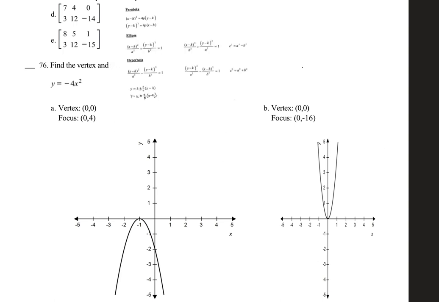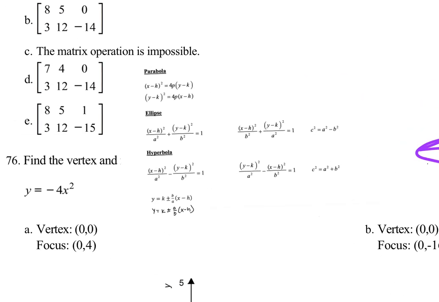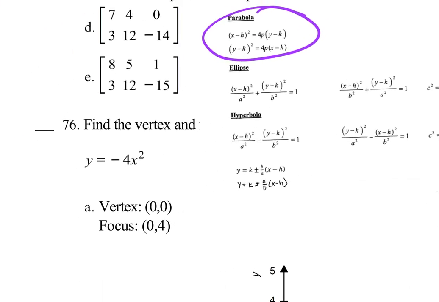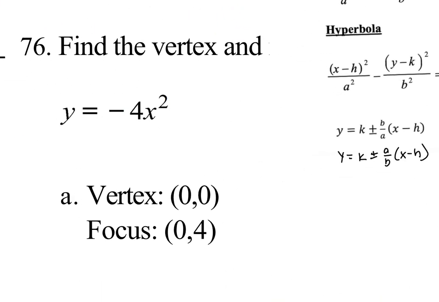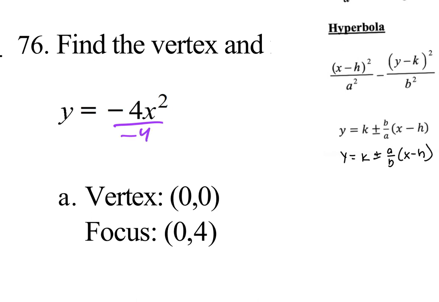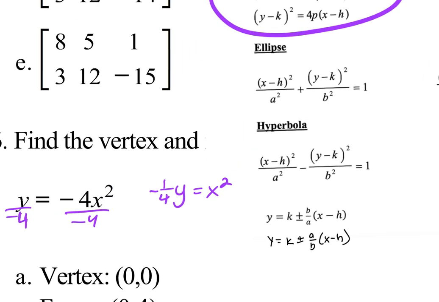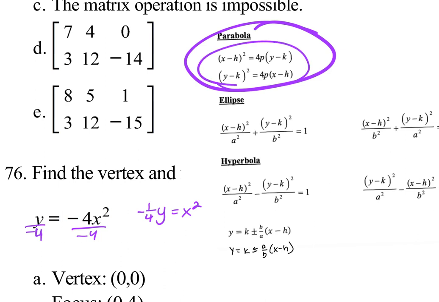All right, so this box is going to get given to you. And if you look at your parabolas, notice that the squares are on the left and they don't have anything in front of them. So I can switch this if I want to, but also I need to get rid of that -4. I got to get x squared by itself. So I would divide by -4, and I'd get -1/4 y equals x squared. If you want it to match your equations that are given to you, then switch the sides so it's x squared equals -1/4 y.